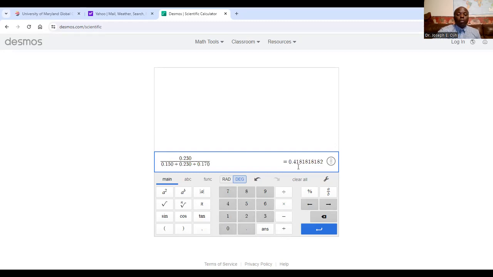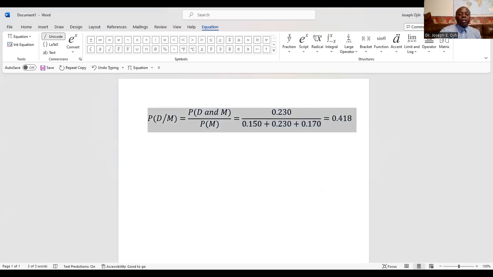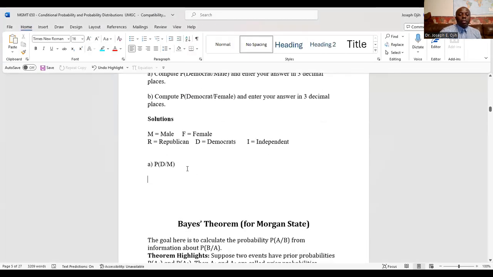Let me put parentheses there, to make sure that everything looks good. So 0.418. Yeah, 0.418. So you got 0.418. I'm going to copy this and put it in our main workbook. So that is right here. I'm going to put it right here.